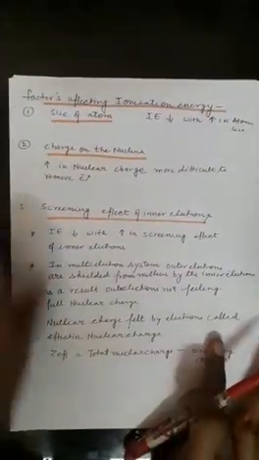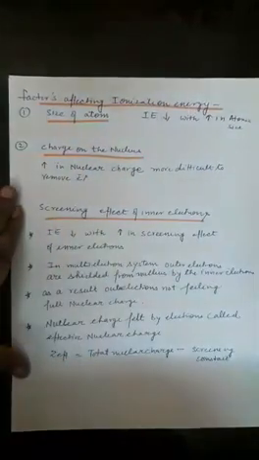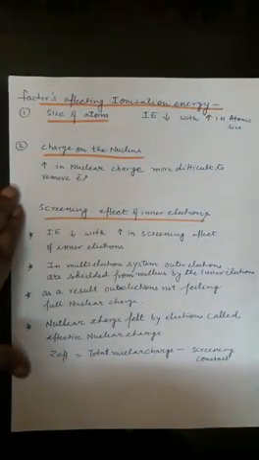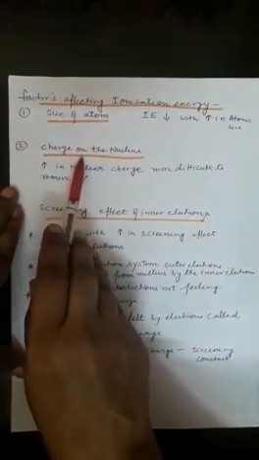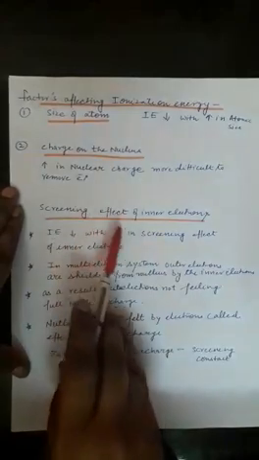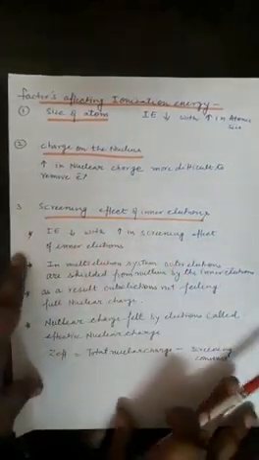Now we have to study the factors affecting the ionization energy. There are 4 or 5 factors which affect it. Number 1, size of atom. Number 2, charge on the nucleus. Number 3, the screening effect of the inner electrons, and penetration effect and electronic arrangement. We will discuss them one by one.